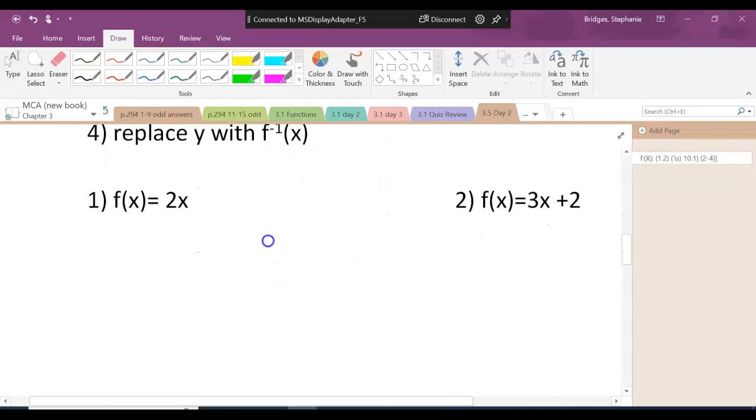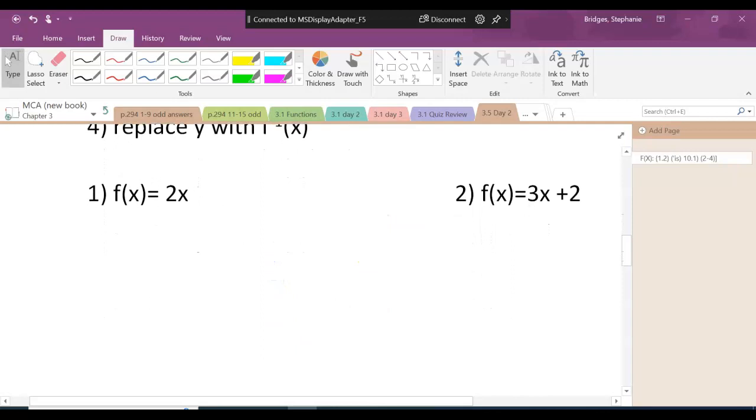All right, here we go. Start with number 1. We'll start with a real easy one. My equation that I want to find the inverse of says f of x is equal to 2x.